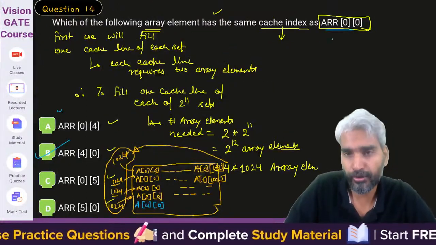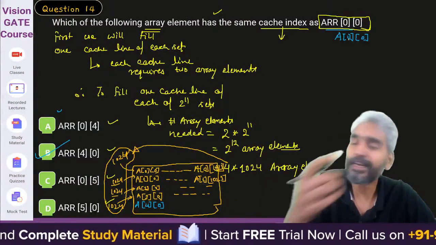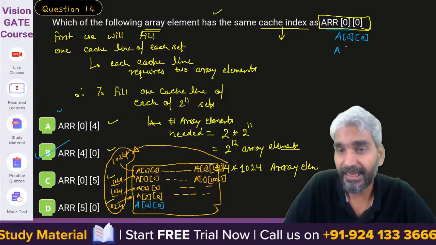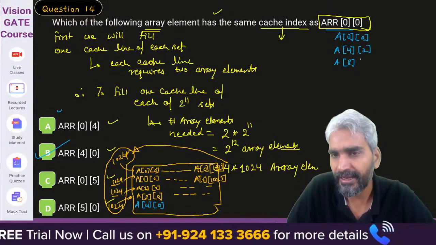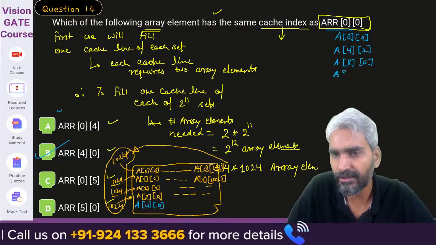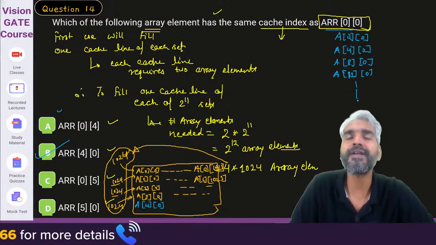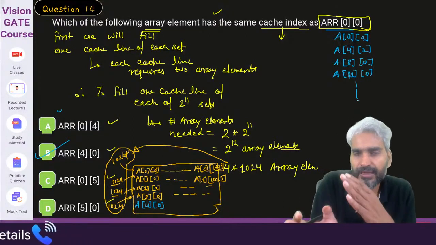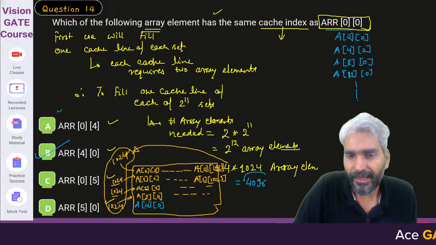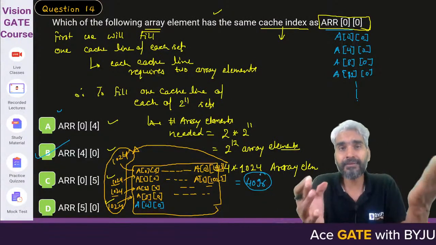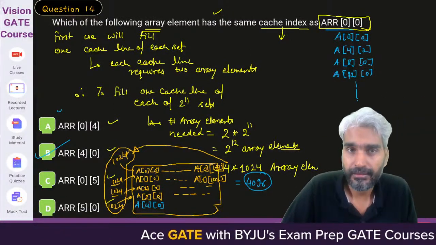Sir, next one will be what? So please let me explain. First of all, whatever the set offset of A00 will be the same as the set offset of A40. It will be the same as the set offset of A80. It will be the same as the set offset of A120, etc. So after 4 rows, it will keep repeating the set number. So after 4 into 1024, that is, 4096 elements, the next element will come into the same set. Clear? So that's the idea.